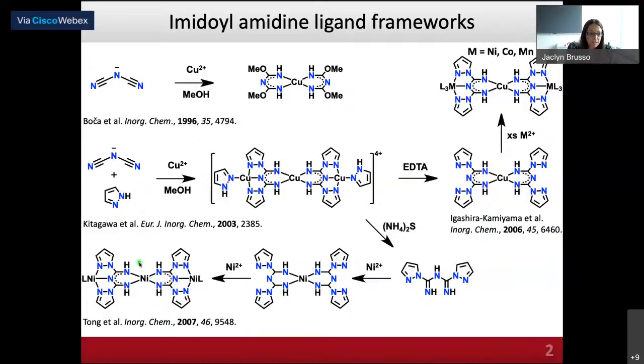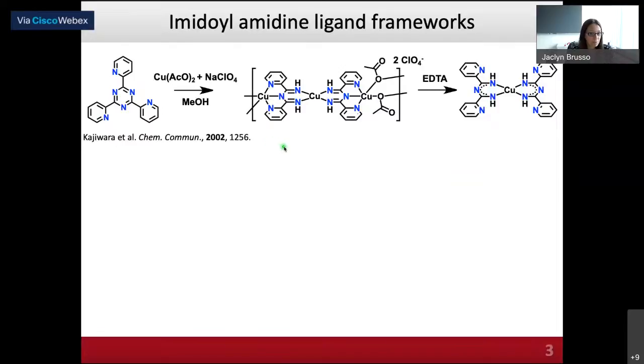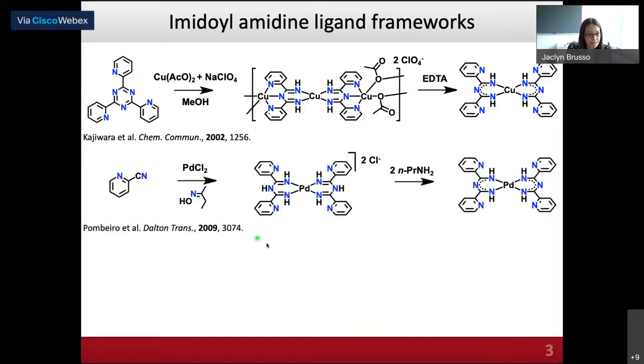nickel system. In addition to the bis-pyrazyl derivative, there have been reports of bis-pyridyl imidoyl amidines. The first was in 2002, and that ligand framework was generated through the thermal decomposition of triazine, in which the authors report, or I guess postulate, that what's isolated is an insoluble, uncharacterizable powder that upon treatment with EDTA, they can isolate this mononuclear copper complex. The bis-pyridyl imidoyl amidine has also been reported as a ligand in a palladium complex.